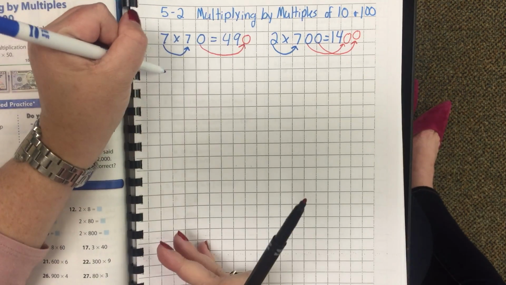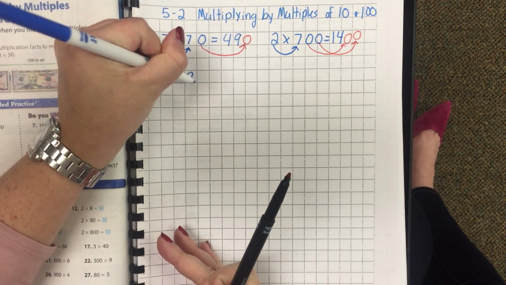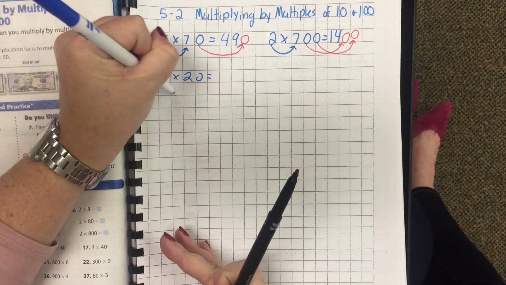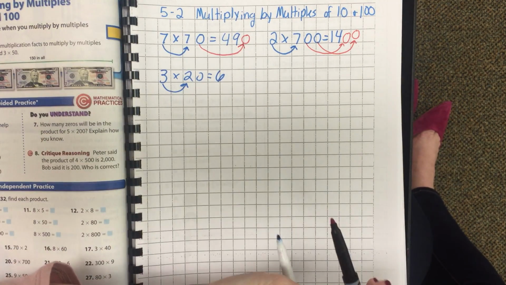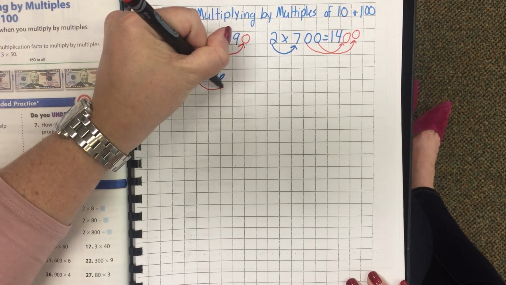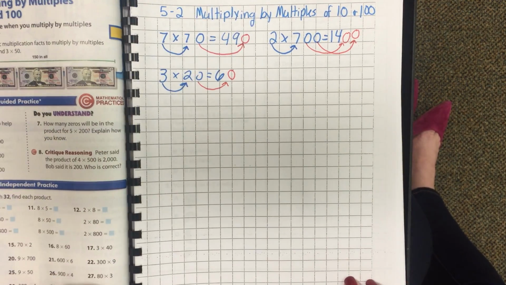What about 3 times 20? All I really need to think about is what's 3 times 2? 6. How many zeros do I see? 1. So I'm adding on that 1 zero.